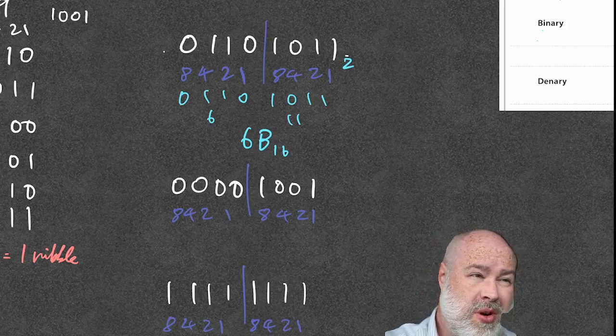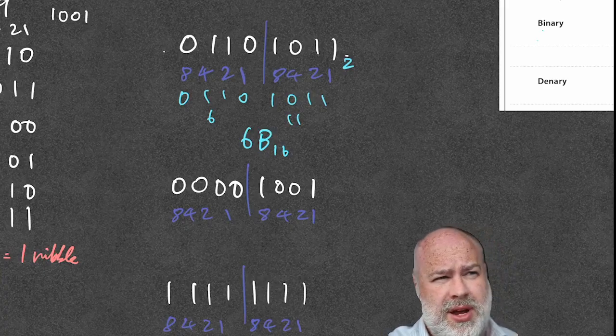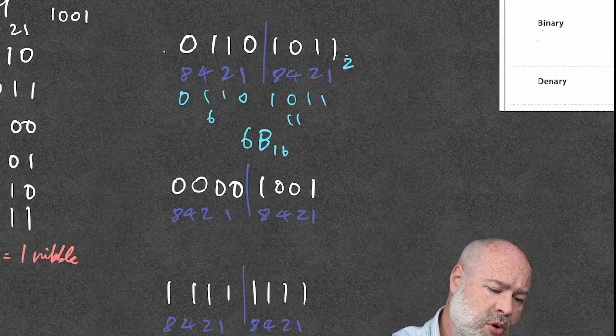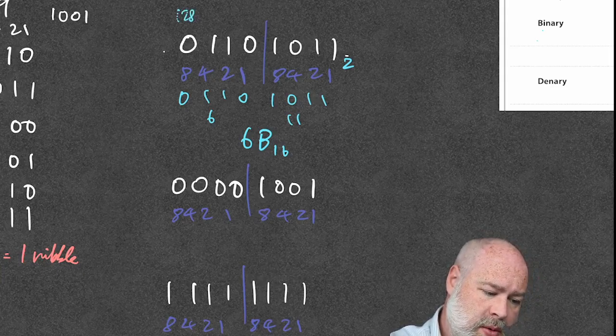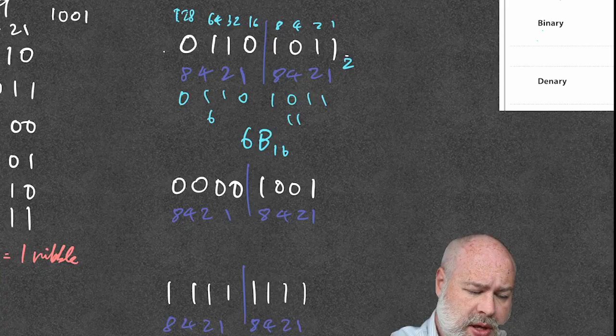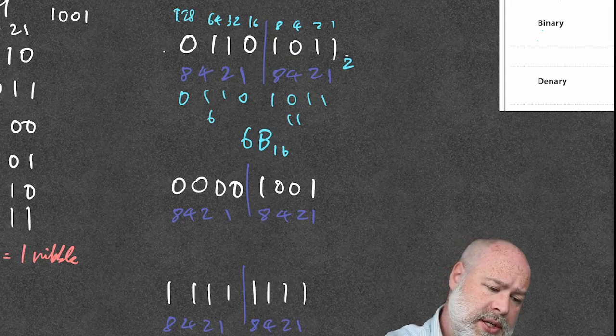Then you could also work it out in denary. Once you've got something in binary, it's pretty easy to go to denary, because you just look at the total. 128, 64, 32, 16, 8, 4, 2, and 1. So that's 64 plus 32, which is 96, plus 8, which is 104, plus 2, 106, 107, I believe.